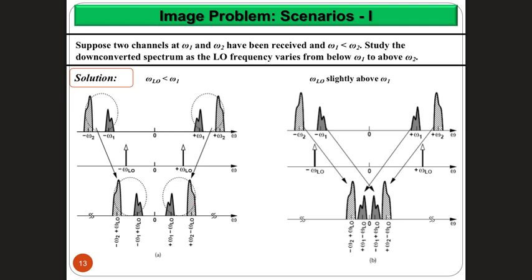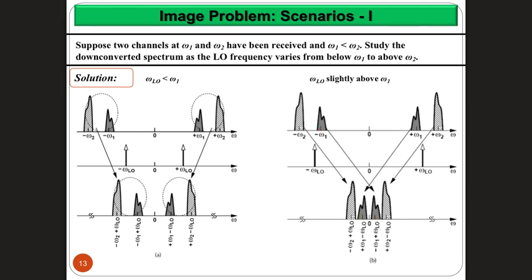Now, what happens if the local oscillator is in between the two? Being in between the two, but not exactly in the middle between them, what will happen is both of them, the lower one is going to be brought into the IF, but it's going to be flipped as you see here, right? This is not the same as this one, because the lower one is brought up and the upper one is brought down.